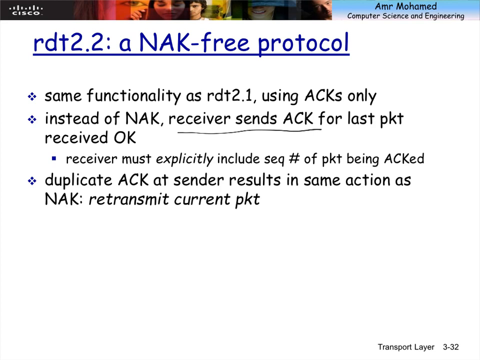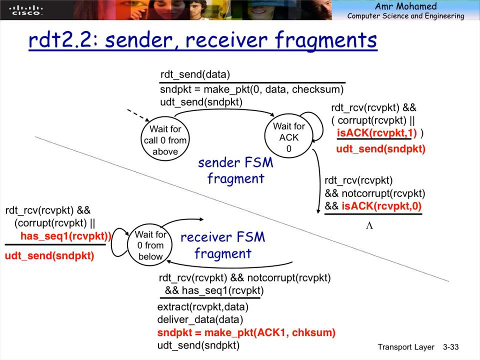Why do we need to remove negative acknowledgement? It is to prepare the design for Go-Back-N, and as we will see, just by supporting one type of acknowledgement, we make the design easier. By acknowledging the previous one that you received correctly, this implicitly means that the new one was not received correctly. So it's an easier design, and it's more homogeneous for the case of Go-Back-N, as we will see in a minute. So a duplicate ack at the sender results in the same action as negative acknowledgement.